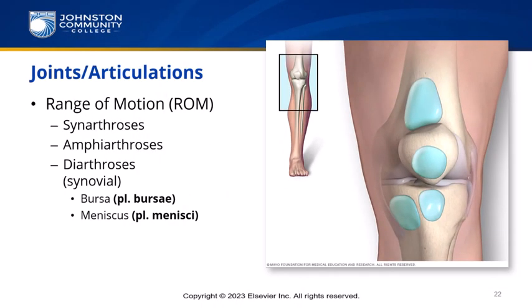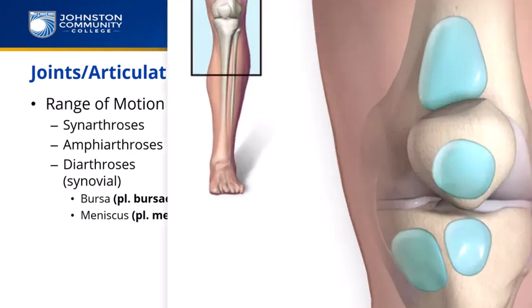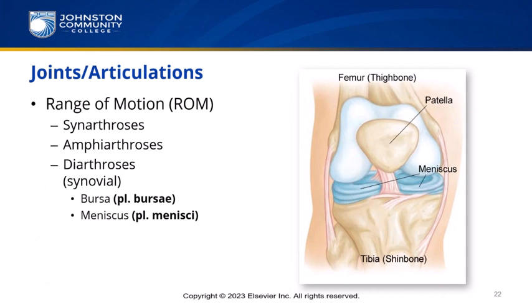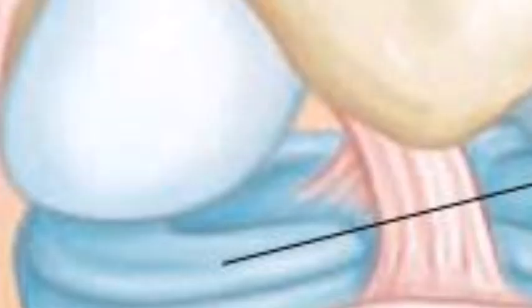Bursae are sacs of fluid that provide a cushioning function. Along with the cushioning that the bursae provide, articular cartilage covers and protects the ends of the bone. The meniscus is a crescent-shaped cartilage in the knee joint that additionally cushions the joint.